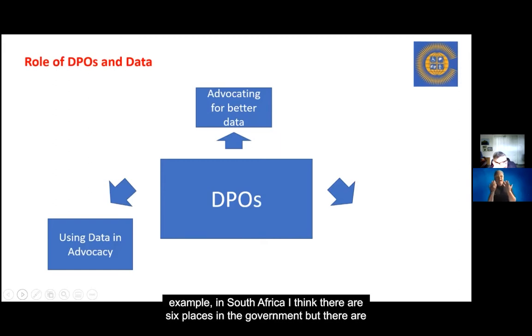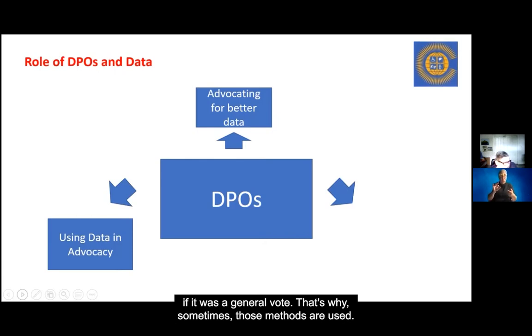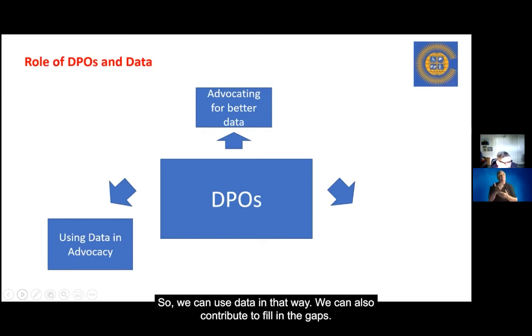So, for instance, in South Africa, I think there are 6 places in the government, but there are probably far more people who should be in the Parliament, if we're going to have a representative group of disabled people. And using positive action like that is a way, because otherwise it's very likely that disabled people wouldn't be voted in if it was a general vote. So that's why sometimes those methods are used. So we can use data in that way. We can also contribute to filling the gaps.